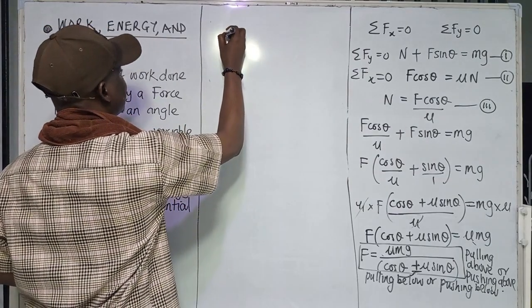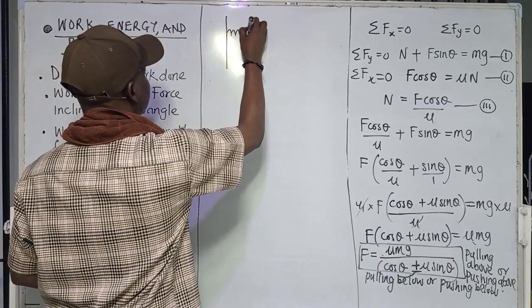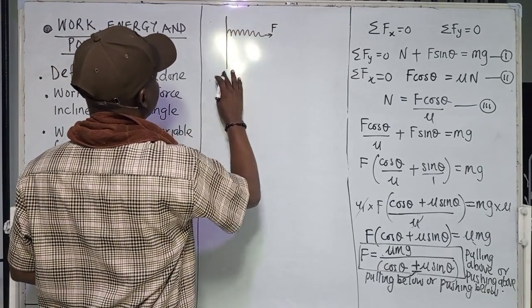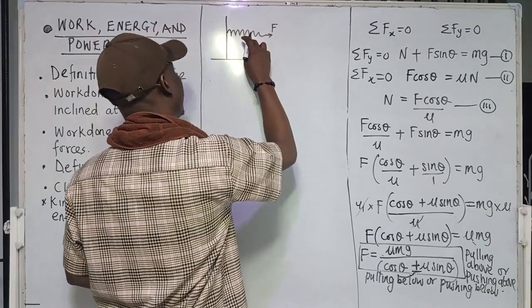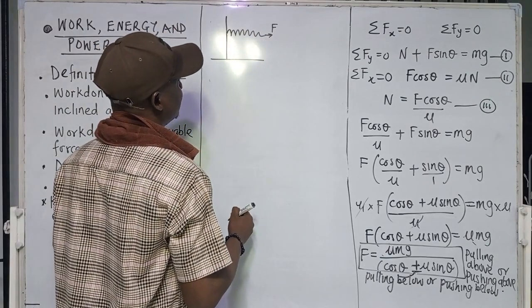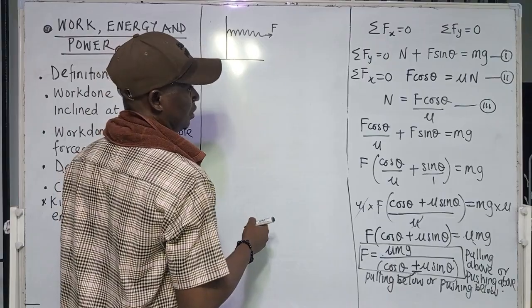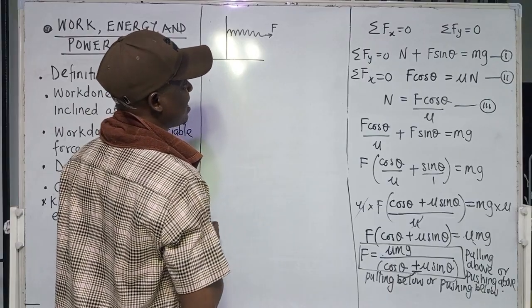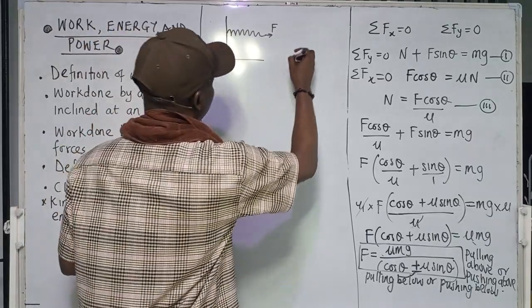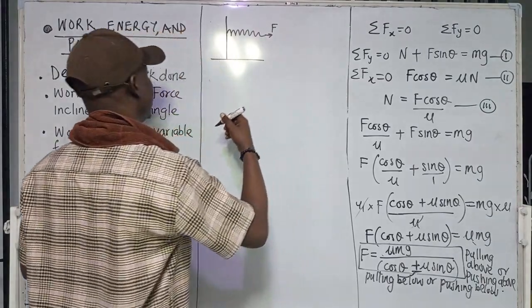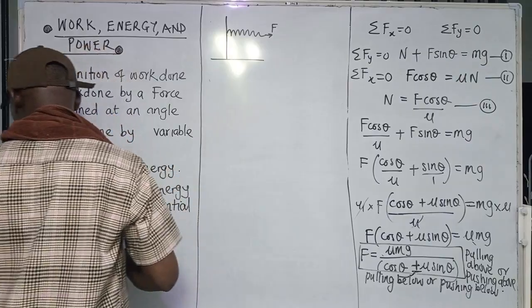Let's say we have something like this, a body, and a force applied here. Let's say this is a compression force. When the compression force is applied on a spring, what happens to it? It reduces the extension. That means the final length is now lesser than the initial length during compression. But during extension, the final length is higher than the original length.